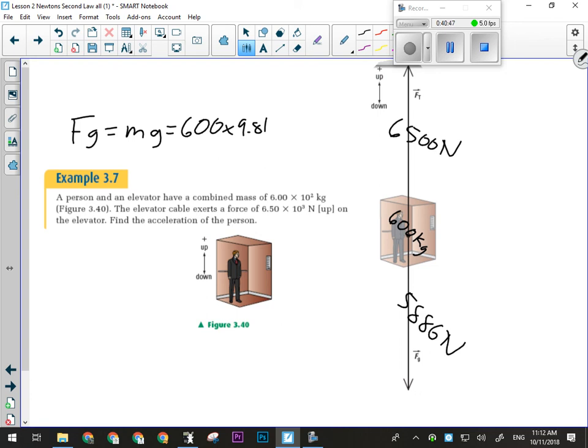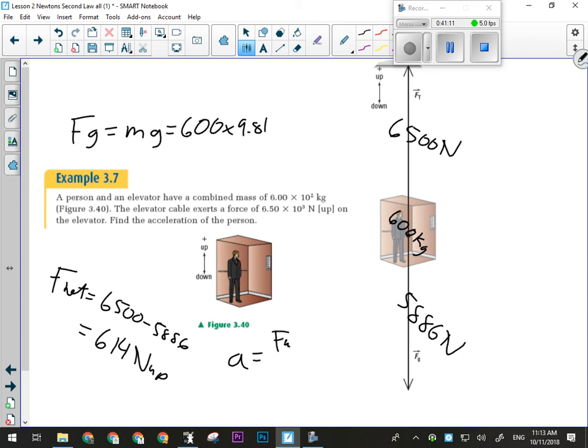F net. All right, so F net is, as always, the vector sum of all forces. So 6,500 newtons minus 5,886 newtons, because they're in opposite directions, is going to give us 614 newtons. Is that right? Yeah? Okay, so 614 newtons, and that is in an upwards direction. So now I can calculate the acceleration.